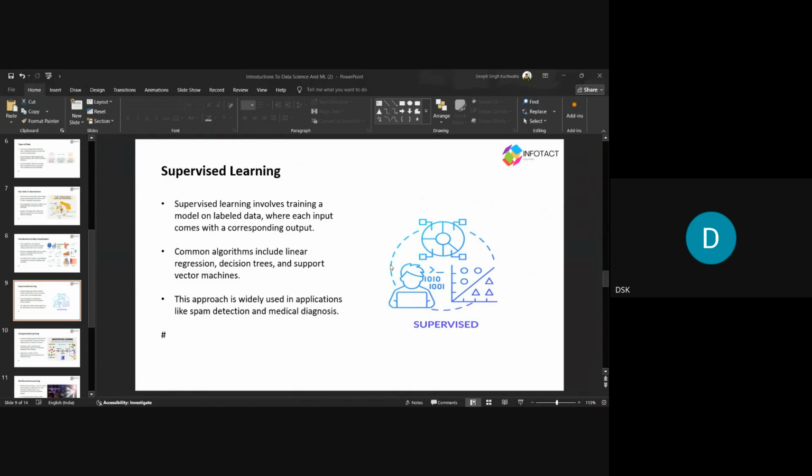A real world example would be training an email spam filter, because it is fed thousands of emails that have already been labeled as either spam or not spam. So that is how it is done with supervised learning. Its learning relies on labeled data, where each input comes with a corresponding output. The algorithms involved here are linear regression, decision trees and support vector machines. And as I've stated, this is used for email spam detection and medical diagnosis as well.